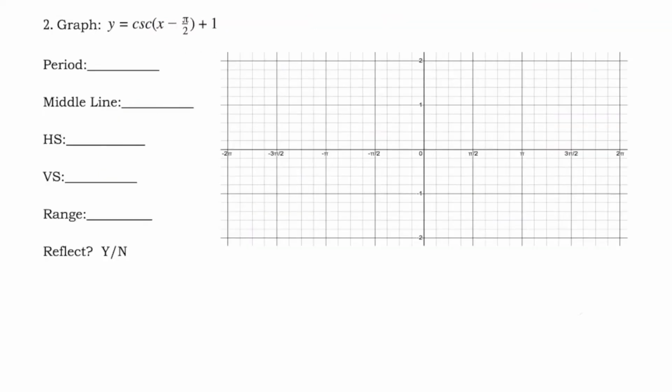So now let's jump to example number 2, which is y equals the cosecant of x minus pi over 2 plus 1. And we'll start by graphing the sine of x minus pi over 2 plus 1. So this graph has a middle line of positive 1, so I'm going to put a dashed line there. And this is moving right pi over 2, and sine starts with its equilibrium point. So going right pi over 2, I'll put a point right here on that middle line of the graph, and then graph the rest of the sine function.